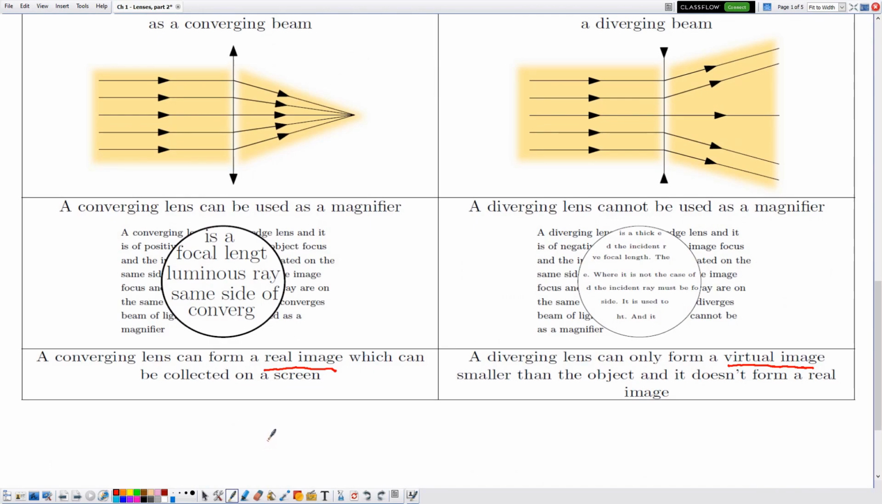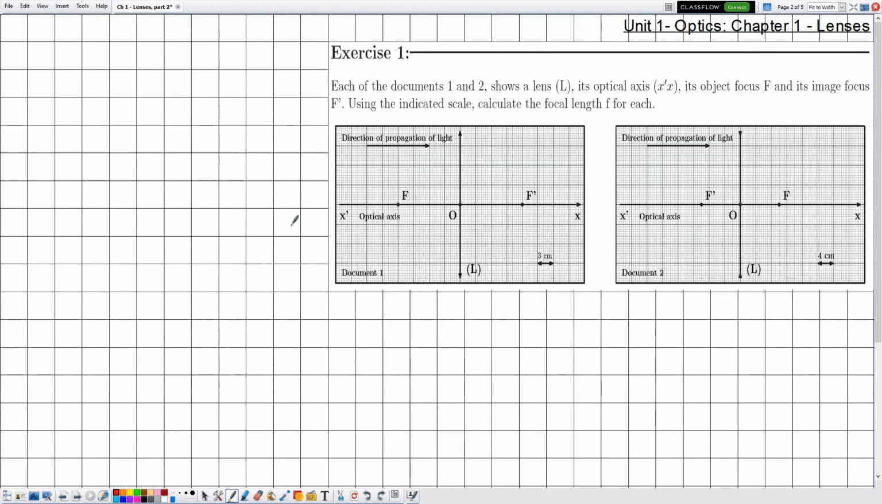Now it's convenient to solve some exercises as a direct application of what we have discussed so far, to check whether we have understood the concepts or not. So exercise number 1: each of the documents 1 and 2 shows a lens L, its optical axis x'x, its object focus F, and its image focus F'. Using the indicated scale, calculate the focal length f for each.